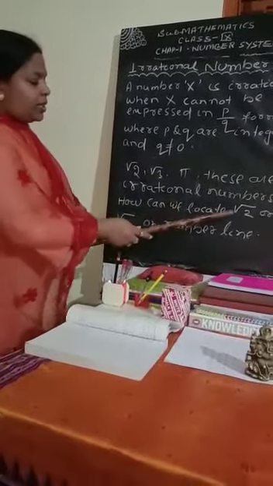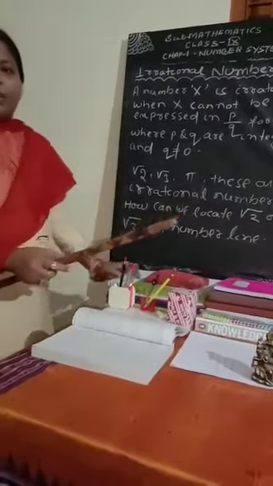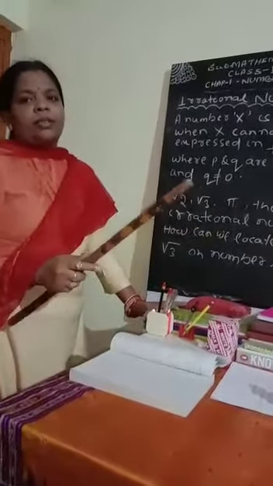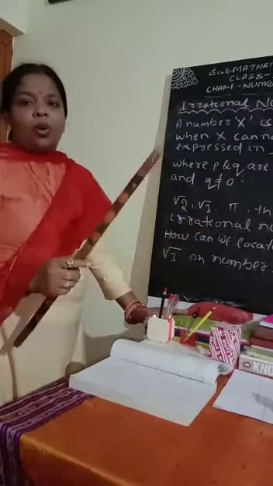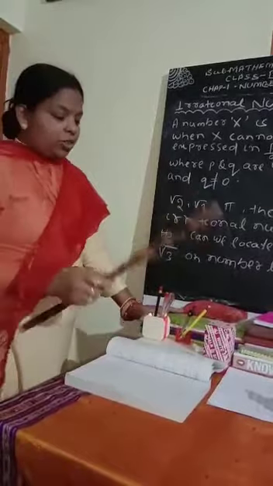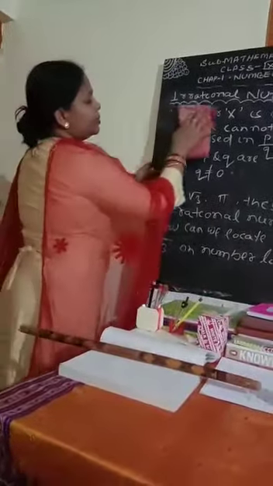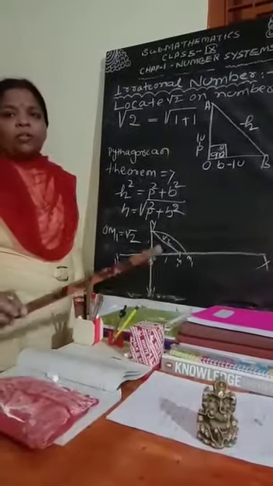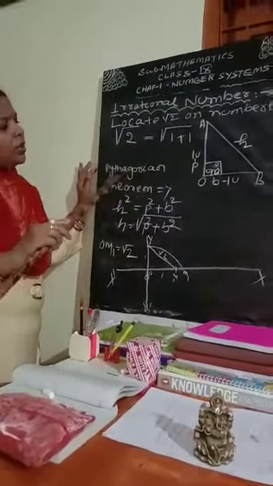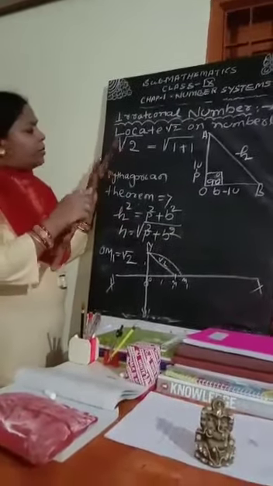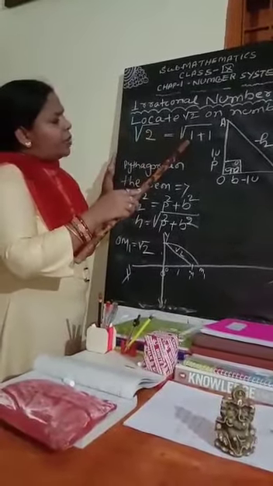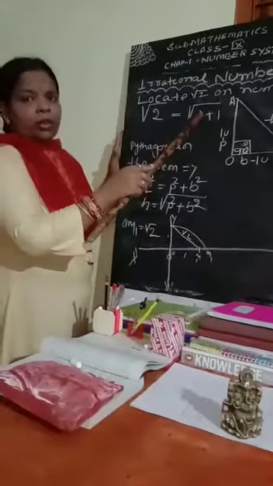How can we locate root 2 or root 3 on the number line? Before this, you know how to locate integers, natural numbers, whole numbers and rational numbers on the number line. So now we will locate root 2 on a number line. What I told, root 2 is the irrational number. Before this, you know how to draw the number lines. Root 2, that means square root of 2. So 2 can be divided in two parts, 1 plus 1, whole root over.